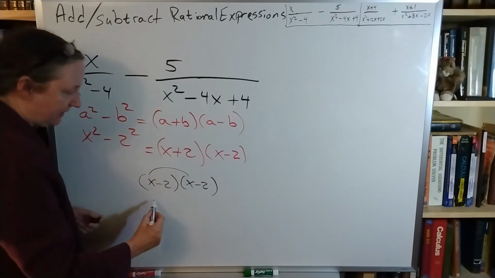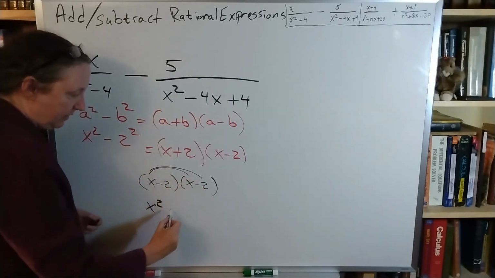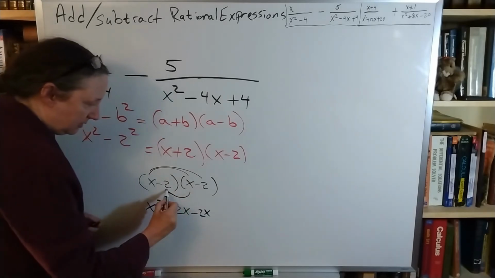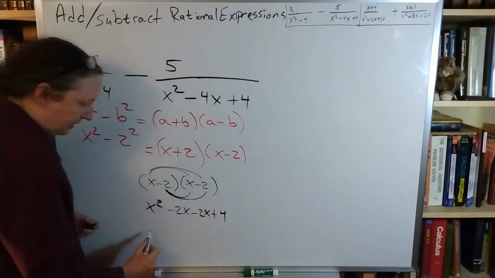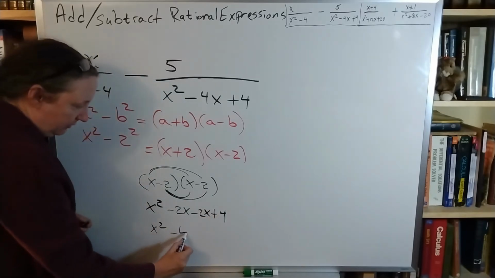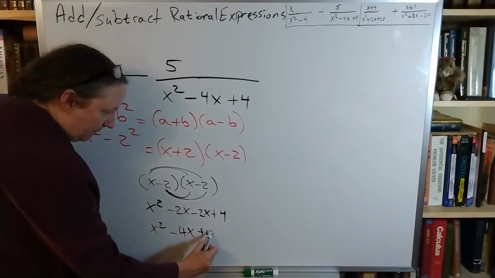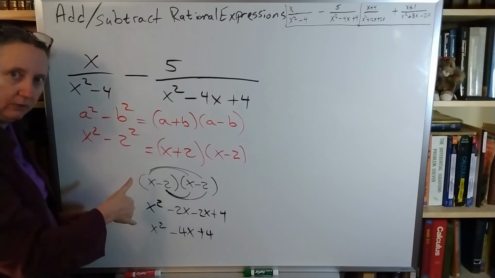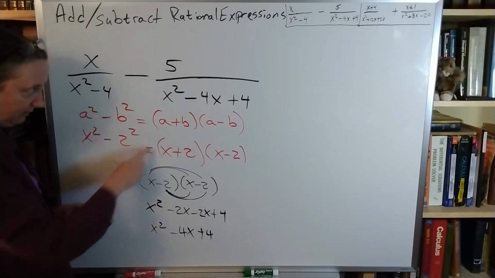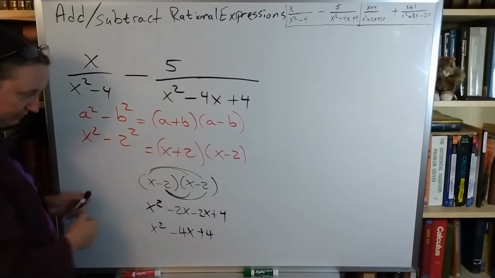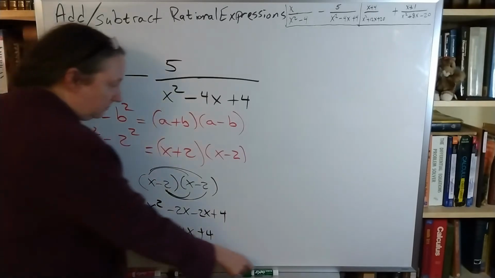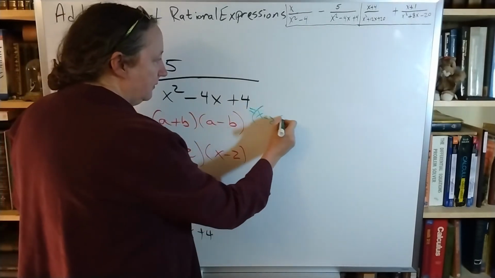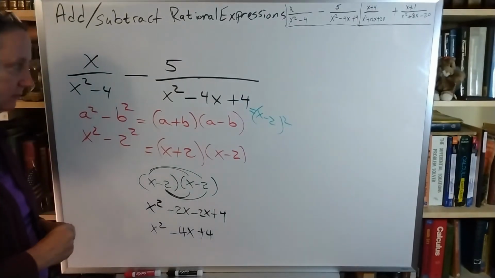So I FOIL that. I have x squared minus 2x minus 2x plus 4. That gives me x squared minus 4x plus 4. And then I see that, and I see this, and I see that those are the same, so I know that my answer, my factored form here, is x minus 2 times x minus 2, or x minus 2 squared.